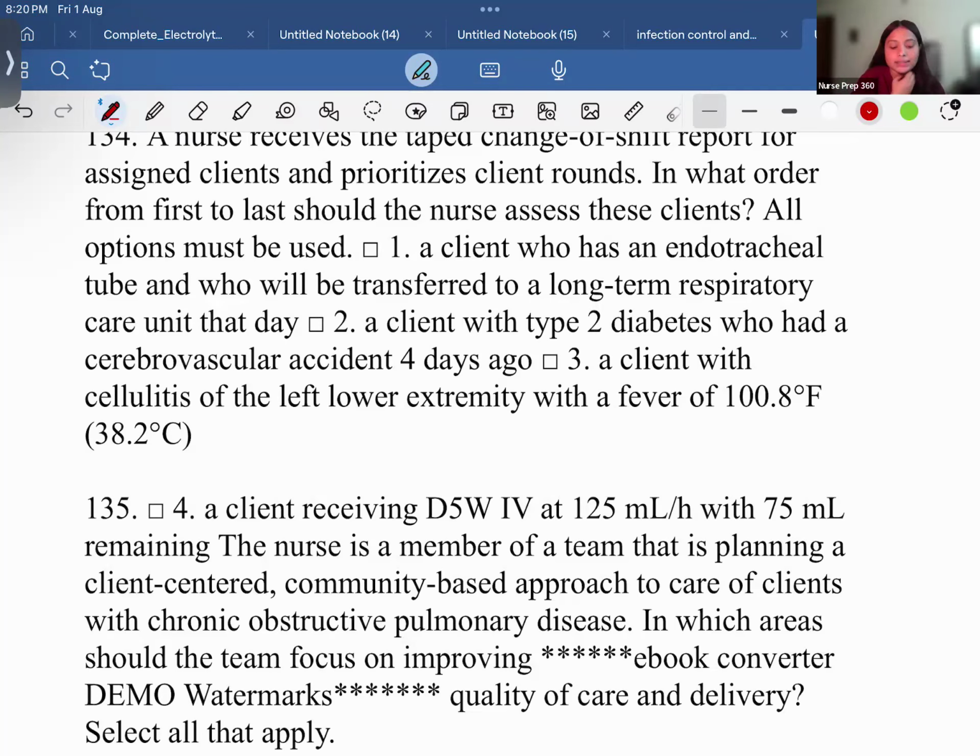Tell me one thing. Listen, you have a first patient. First, third, fourth, two. Okay, let me read it for you. So there's a patient with an ET tube and you want to transfer to the long-term respiratory facility.